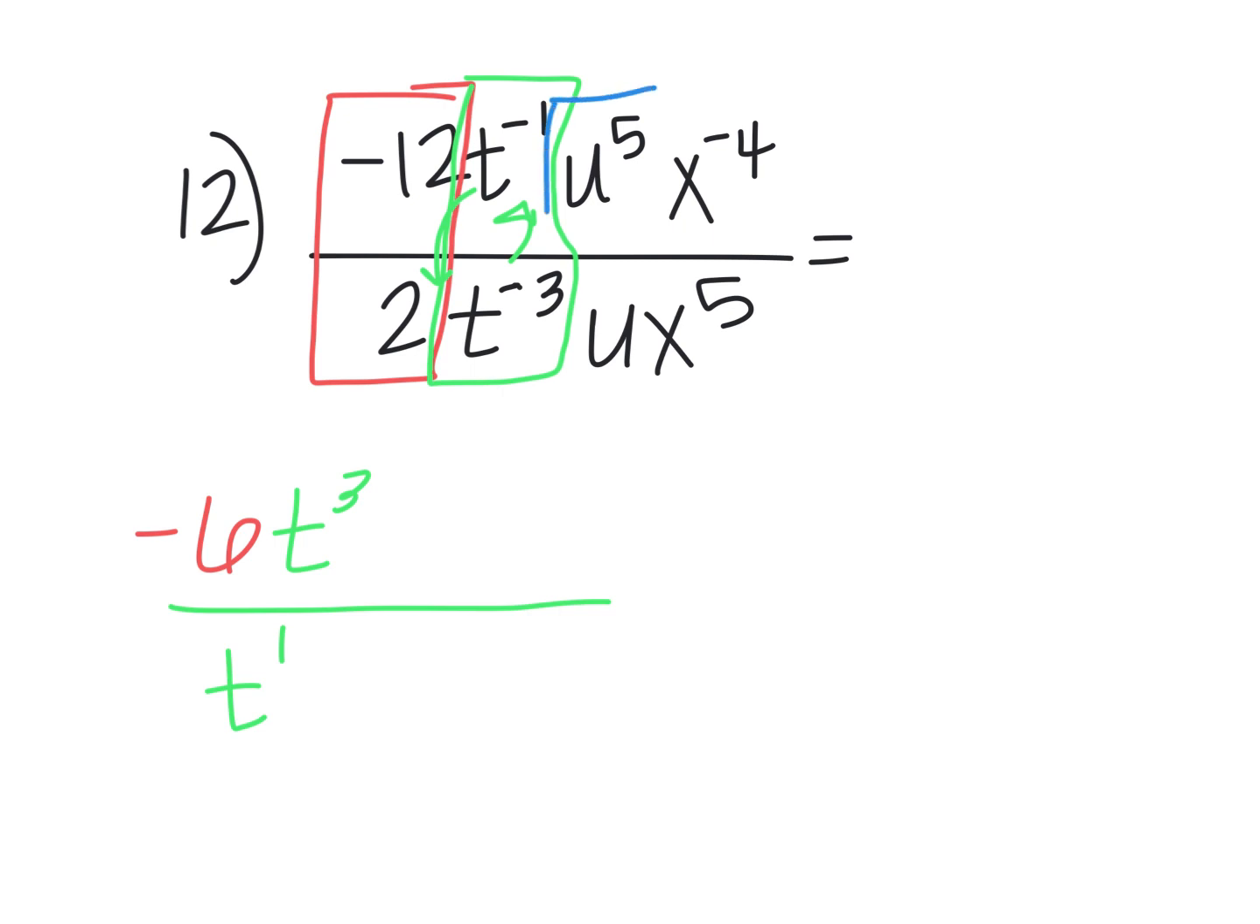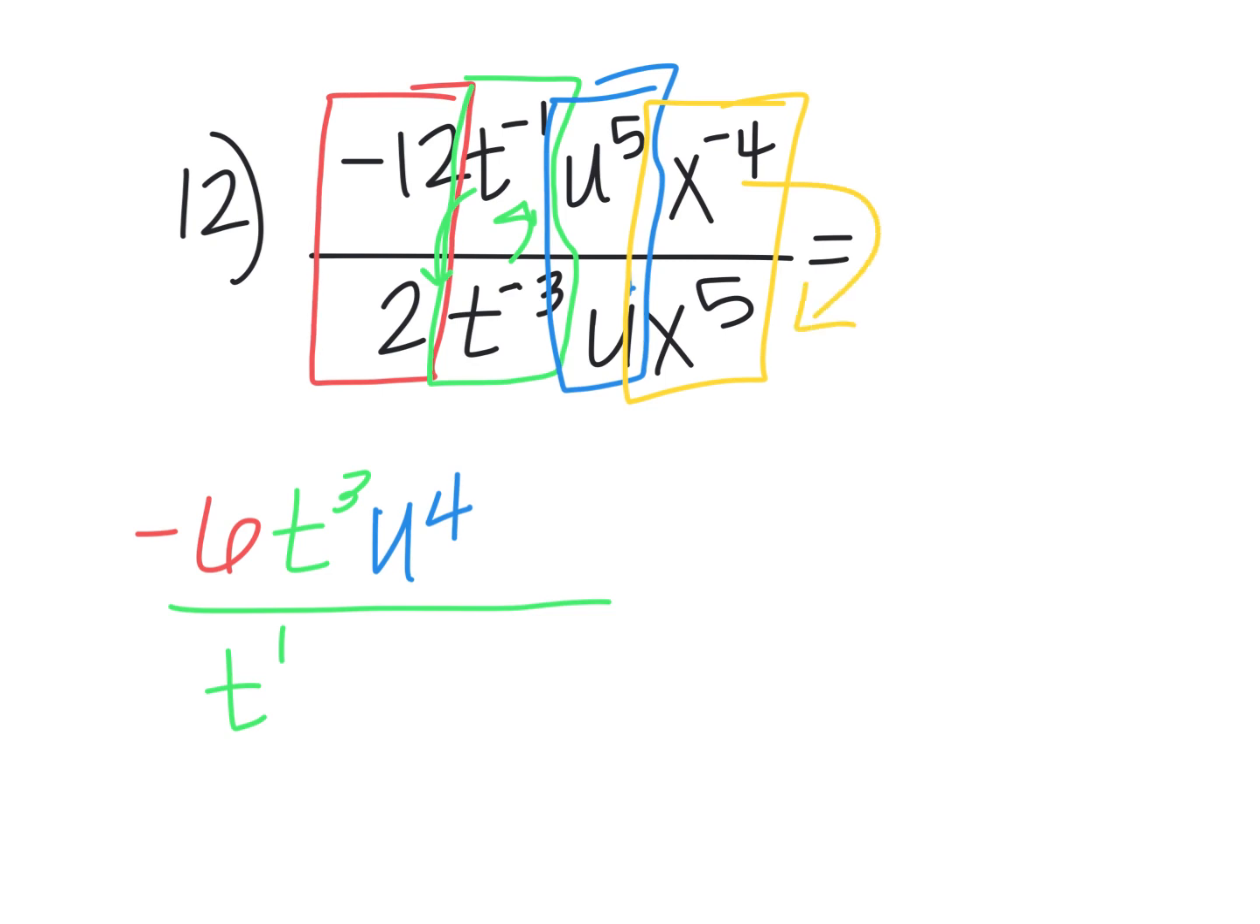Then we have my u's, which are just going to stay, except we have a u to the 5th and then a u to the 1st, which I'm going to subtract. 5 minus 1 is going to be 4, so then I'm going to end up with u to the 4th. And then lastly, we have our x's. This x to the 4th is going to go down, so I have x to the 5th, which is already down there, and then x to the 4th.